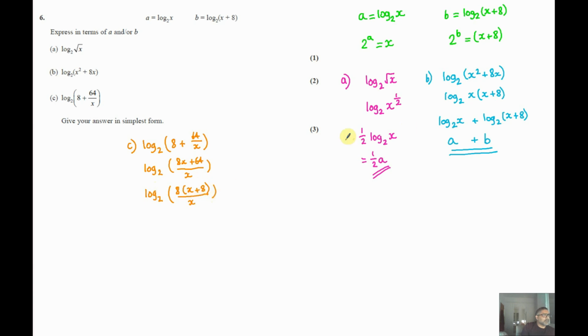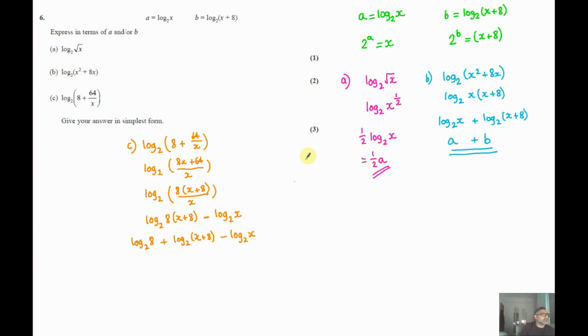Now similarly, like we said before about the power rule, where you can add when they're being multiplied, when they're being divided, that means you can rewrite them as subtractions. So this will be log to base 2 of 8 times x plus 8, minus log to base 2 of x. And because these are being multiplied here, you can even separate those two. So that will be log to base 2 of 8 plus log to base 2 of x plus 8 minus log to base 2 of x.